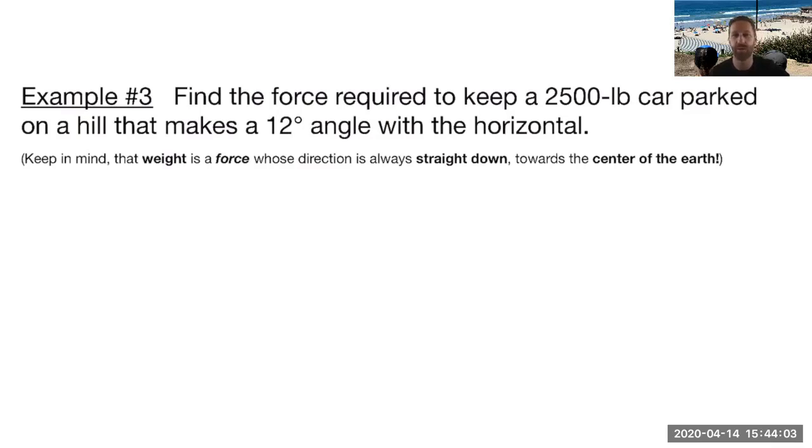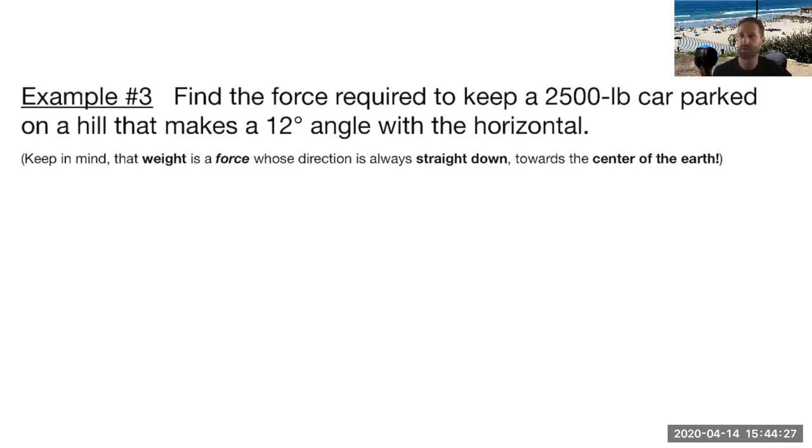We're going to actually find the force required to keep a 2,500-pound car parked on a hill that makes a 12-degree angle with some horizontal, we're going to call it. Now, 2,500 pounds might seem like a lot, but remember, 1 ton is actually 2,000 pounds. So we're looking at a 1.25 ton car, and it's on a hill.